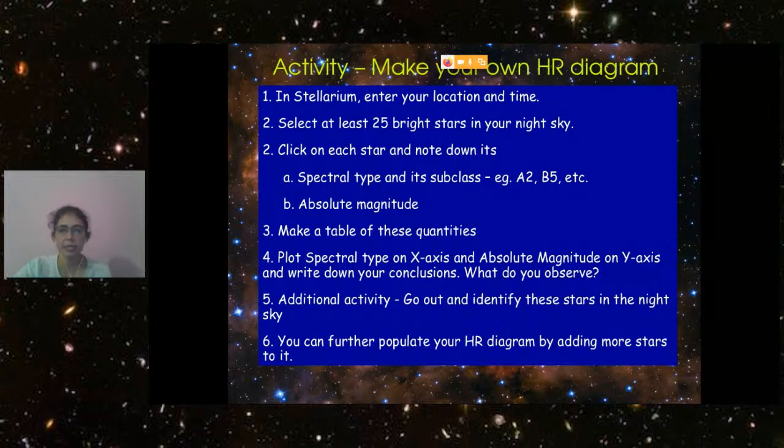Usually it will be given as something like A2, B5, and now you know what these mean. This is the A spectral type, this is the B spectral type, and this is the subclass. Now you will find there will be alphabets beyond this, Roman 1, Roman 2, small a, small b. Ignore all of that. You just take the first two alphanumeric values, that is A2, B5, and so on. And next, absolute magnitude will also be given for these stars. So note down its absolute magnitude. As I told you, it's a proxy of the luminosity. So you make a table of these quantities.